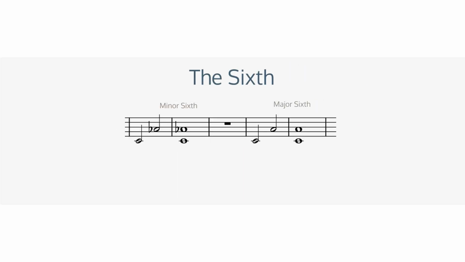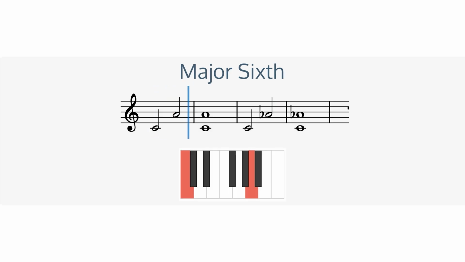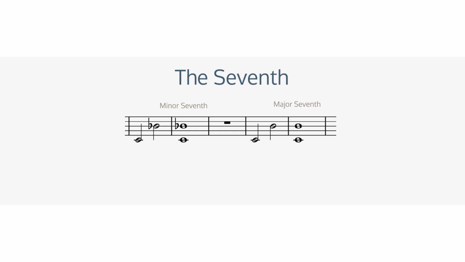The sixth comes in major and minor versions. The minor sixth is enharmonically equivalent to the augmented fifth, and the major sixth represents 9 half steps. There are major and minor sevenths. The minor seventh consists of 10 half steps, while the major seventh is larger by a half step.